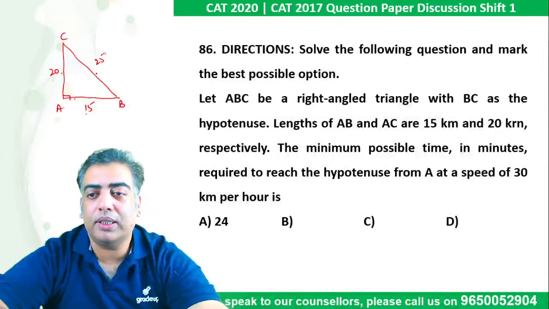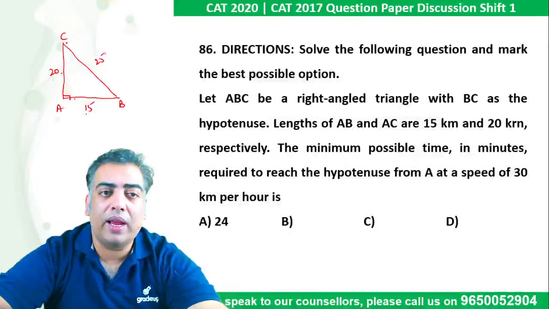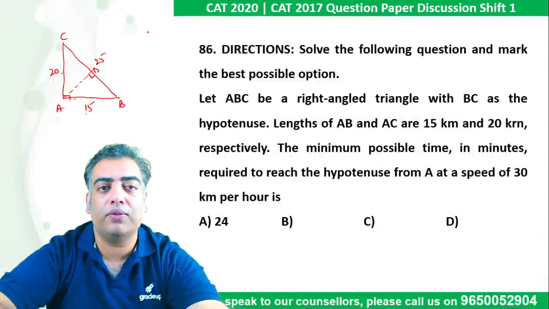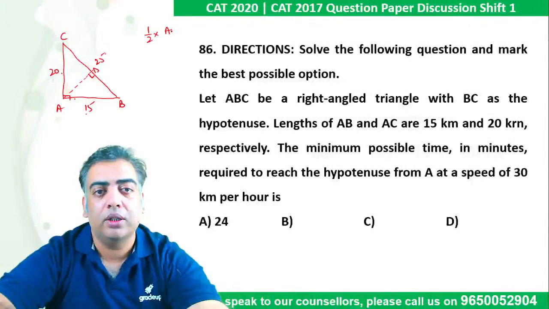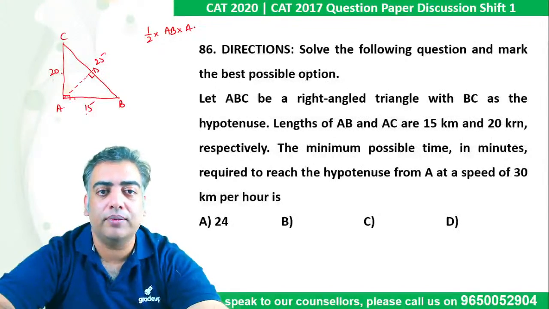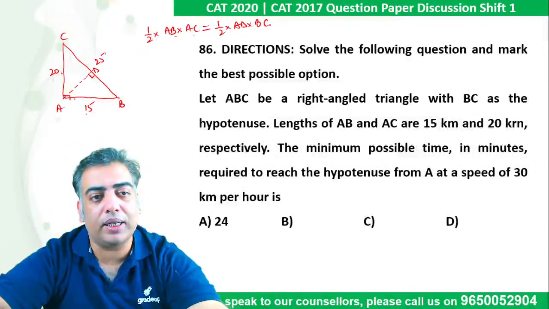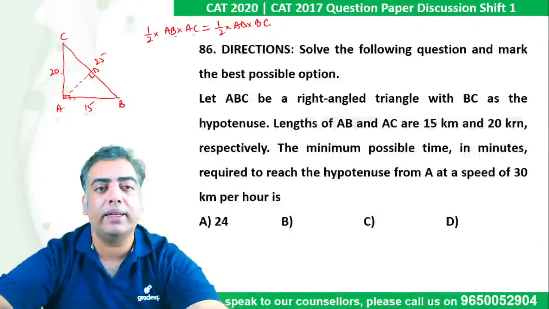The minimum possible time in minutes required to reach the hypotenuse from A at a speed of 30 km per hour is. So if I have to reach hypotenuse from A, then the distance must be covered, which is the perpendicular distance. So we are required length of AD. So we all know area of triangle is half of base into height. So its area can be considered in two ways. Half of AB into AC or half of AD into BC. In order to find the time taken by traveling along AD, I am required length of AD.